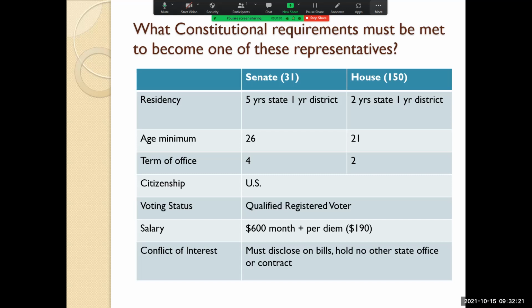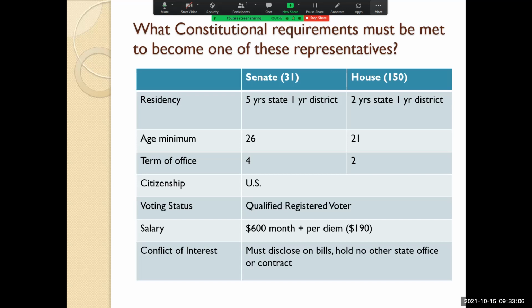The requirements of that residency vary based on whether you're running for Senate or running for House. If you're running for Senate, you need to be a state resident for 5 years, and a current resident for 1 year of the district you want to represent. If it's the House, it's a 2-year state residency and a 1-year district residency. So you have to fulfill those residency requirements to be eligible to be elected. There are age requirements. They're not very onerous: 26 for the Senate and 21 for the House.